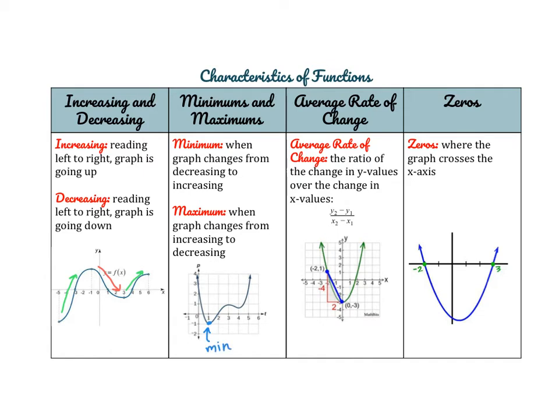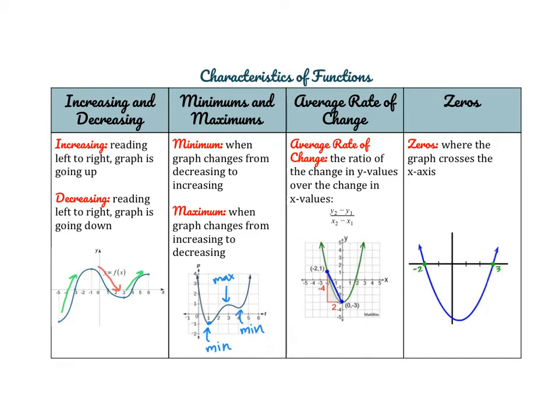And then let's look at maximum. So a maximum occurs when your graph changes from increasing to decreasing. So here, my graph is increasing, and then all of a sudden it changes to decreasing, which creates that little hill, which is a maximum. And then here, again, I'm decreasing and I change to increasing, so we have another minimum. So the minimums are just like the bottoms of a valley, the maximums are hills.